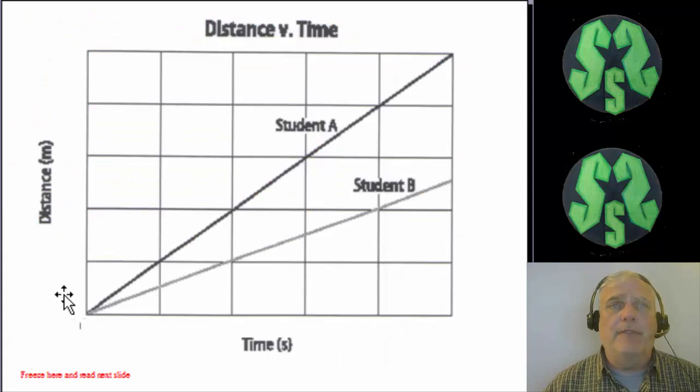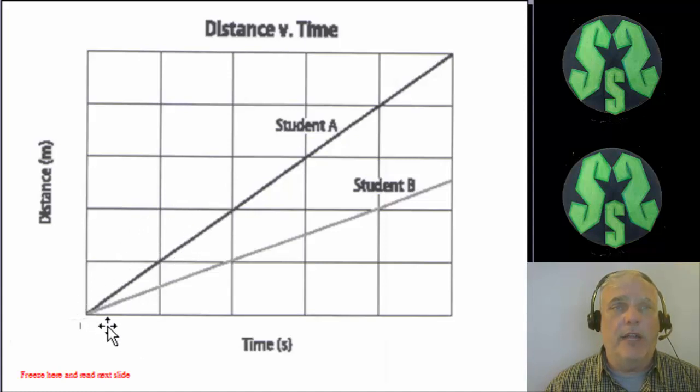Now let's take a look at this graph. It's the same graph, but in this case I whited out the numbers that go on the x and the y axis. We can still tell which student, A or student B, is running faster just by looking at the graph. So what you do is you look for how steep the line is, how steep the slope is. That means that the distance is changing more per unit of time.